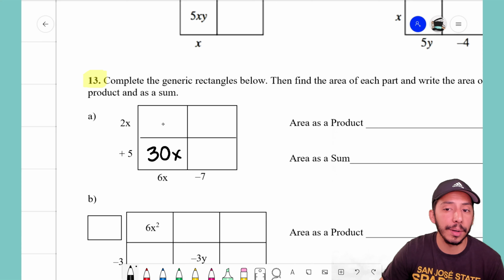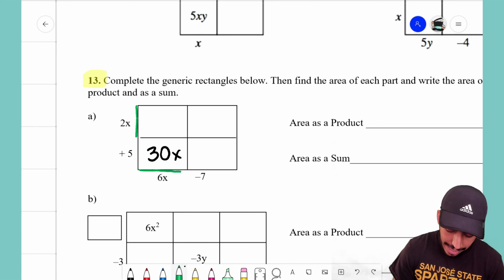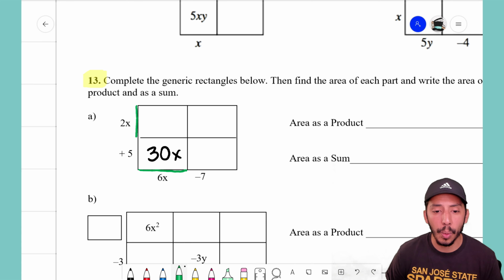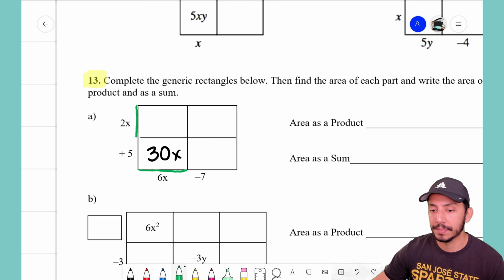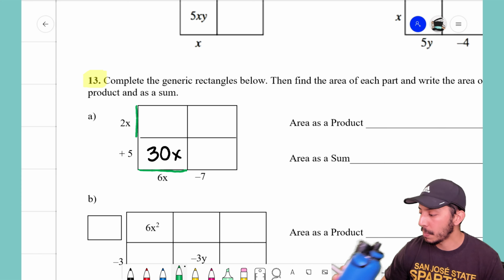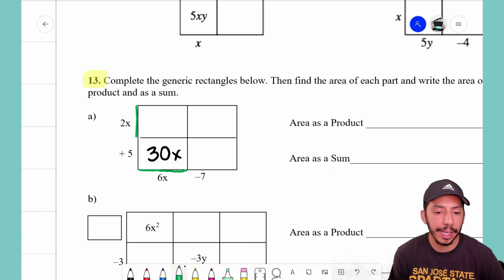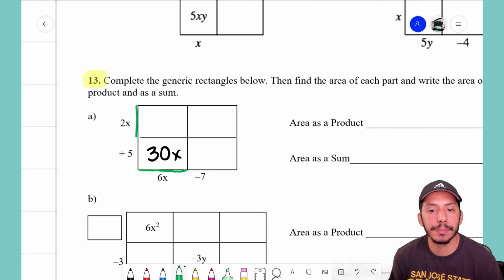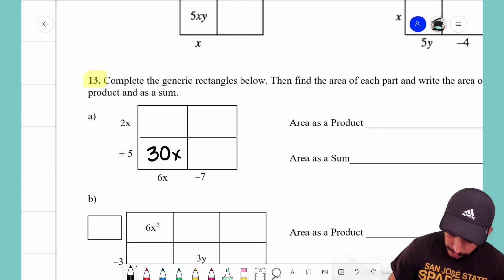I'm going to go up here to the top now. And with the top, these are the sides that I'm looking at, 2x and 6x. So if I have 2x times 6x, what does that make? What does 2x times 6x make? Perfect. Absolutely perfect, Carla. It's going to make for us 12x squared.